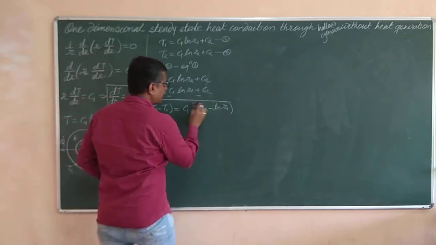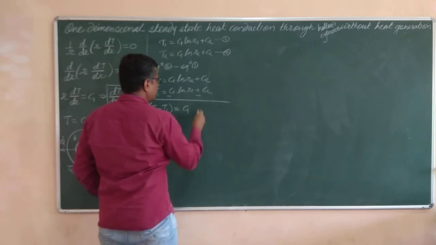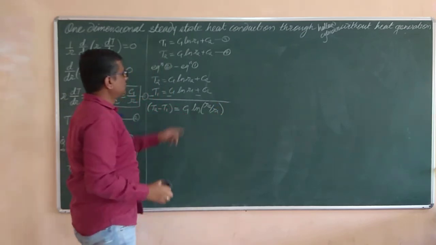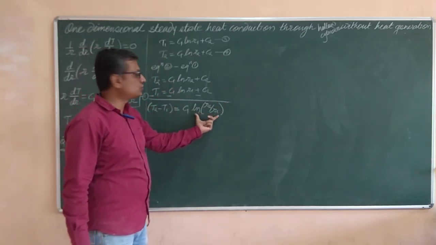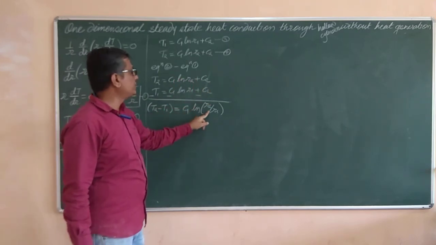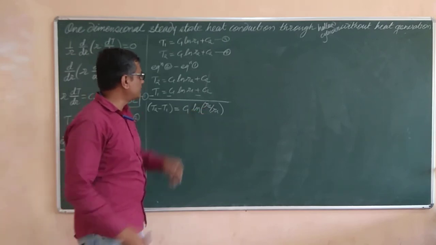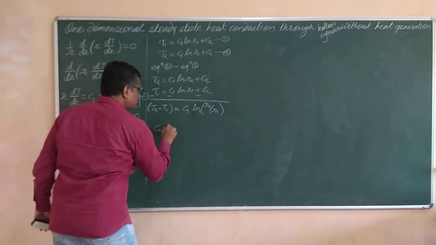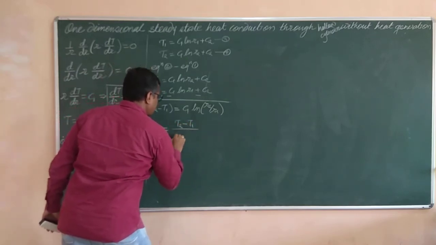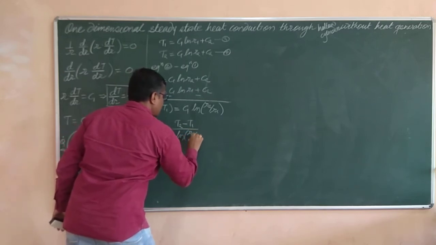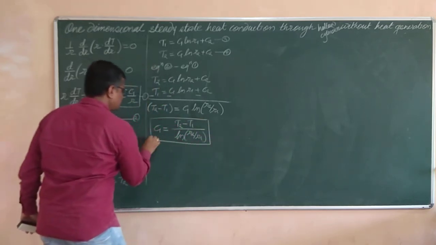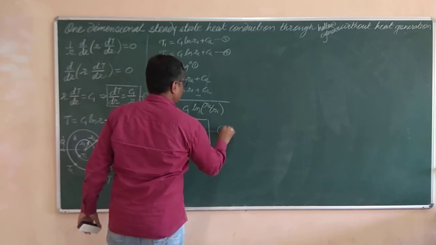It can be simplified to another form, and I will write it directly as the natural log of r2 by r1. If I take C1 common, the remaining term in the bracket will be natural log of r2 minus natural log of r1. Log of A minus log of B is equal to log of A by B, so I have applied the same formula: natural log of r2 by r1. Hence I can write the equation for C1 as T2 minus T1 divided by the natural log of r2 by r1. Say this is equation number 5. This is the value of the constant C1.